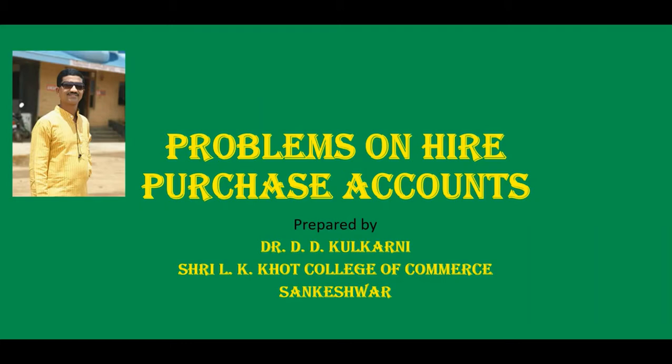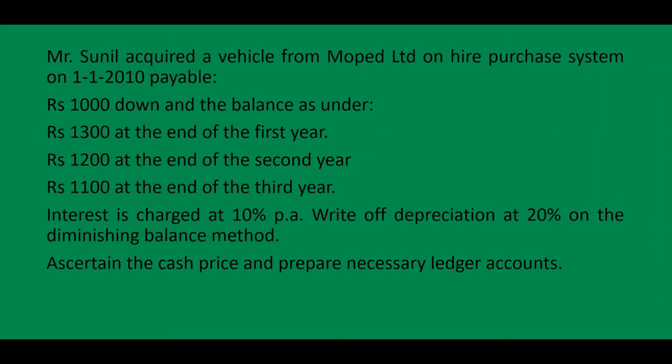The question is like this. Mr. Sunil acquired a vehicle from Moped Limited on hire purchase system on 1/1/2010, payable rupees 1000 down and the balance as under: rupees 1300 at the end of the first year, rupees 1200 at the end of the second year, rupees 1100 at the end of the third year. Interest is charged at 10% per annum, rate of depreciation at 20% on the diminishing balance method. Ascertain the cash price and prepare necessary ledger accounts.